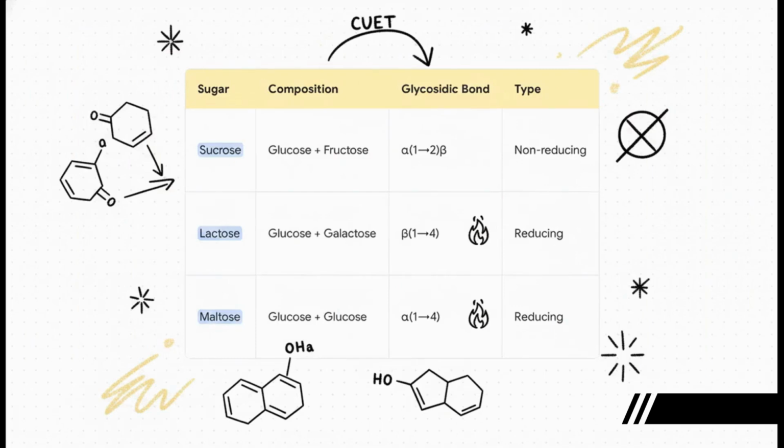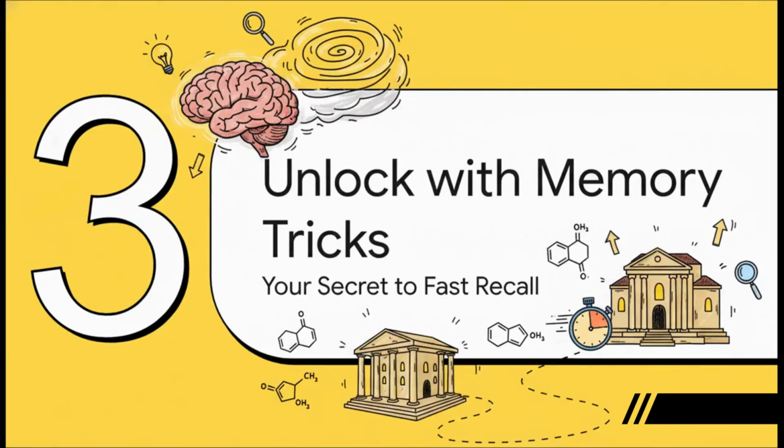Okay, look at this table. Seriously, screenshot it, write it down, whatever you need to do. This table right here is basically your holy grail for this topic in CUET. Let's break it down fast. Look at sucrose. It's glucose plus fructose. See that weird alpha 1,2 beta bond? That's the reason it's our famous non-reducing odd one out. Now look at lactose and maltose. Notice how their bonds leave one of the sugar units with a free end? Yep, that's why they're both reducing sugars. I'm not kidding. Burn this table into your brain. It's absolute gold.